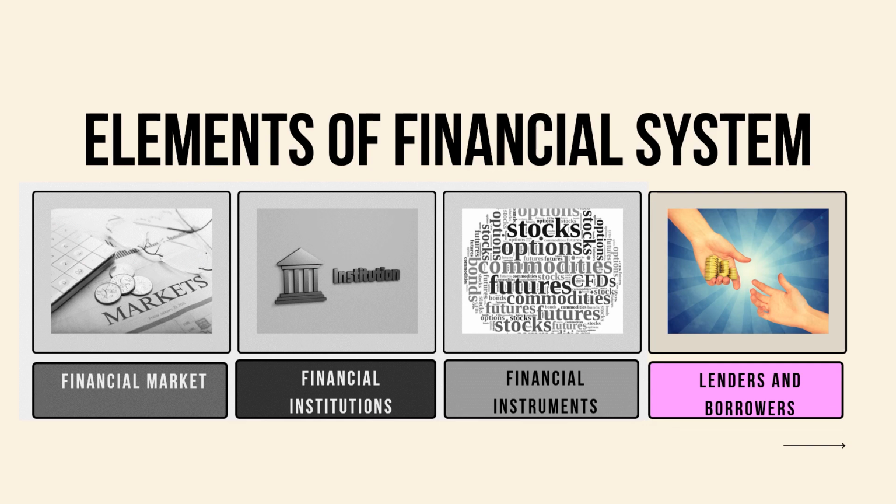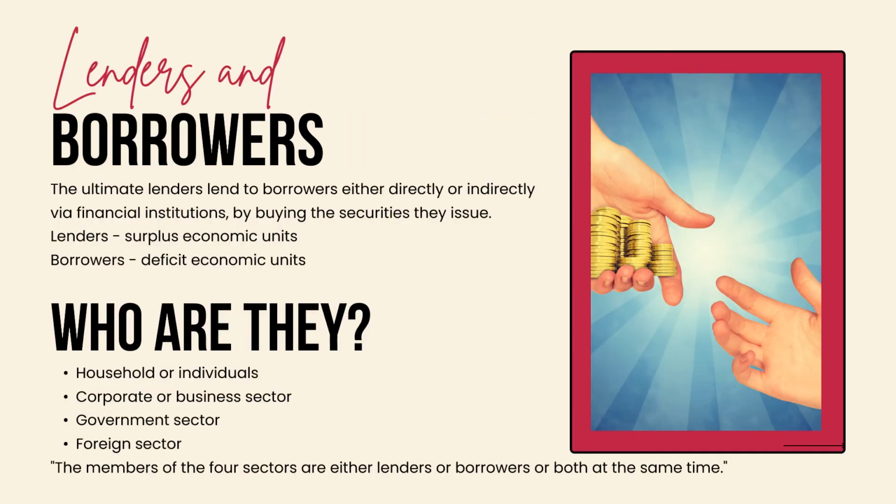The last element in the financial system is the lenders and borrowers. The ultimate lenders lend to borrowers either directly or indirectly via financial institutions by buying the securities they issue. The lenders are the surplus economic units, while the borrowers are the deficit economic units. Who are they? Lenders and borrowers can be a household or individuals, a corporate or business sector, a government sector, and a foreign sector. The members of the four sectors are either lenders or borrowers or both at the same time.